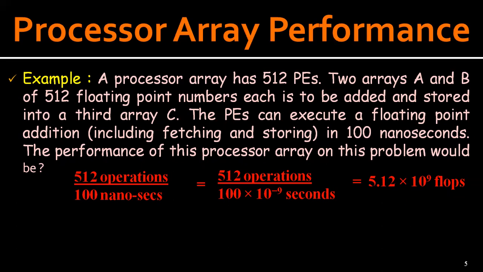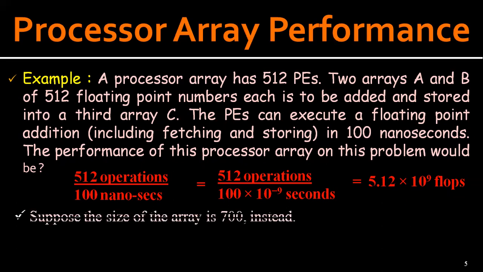Suppose the size of an array is 7,000 instead. In this case, the first 512 elements will be executed in parallel by the PEs, taking 100 nanoseconds in total, but the remaining 188 elements will require 188 PEs to be active, and another 100 nanoseconds will elapse. Therefore, the performance for this will be 700 operations by 200 nanoseconds.